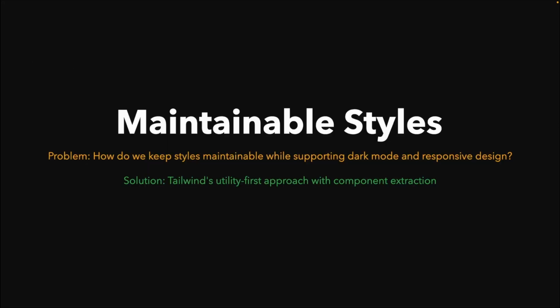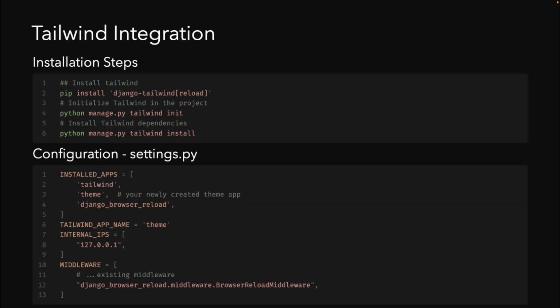Tailwind makes styling straightforward with utility classes. How do we keep styles maintainable while supporting dark mode and responsive design? We'll use Tailwind's utility-first approach. Now let's integrate Tailwind CSS for styling our blog.